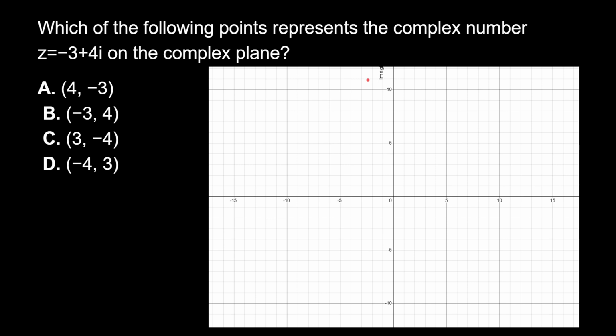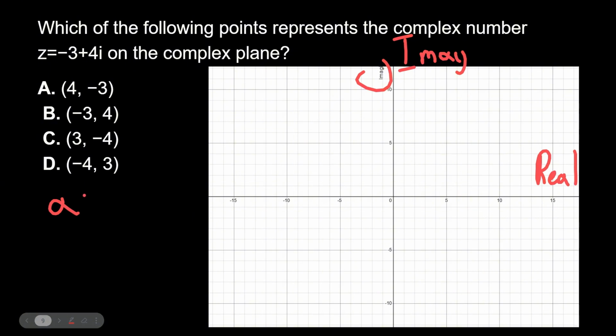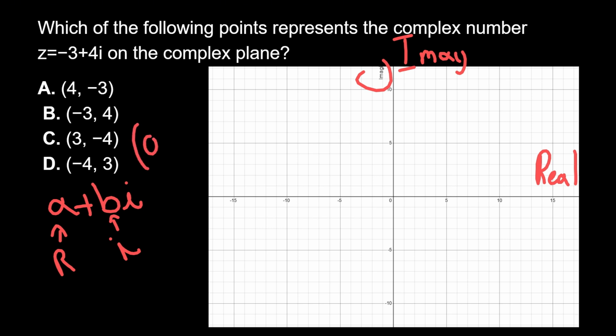Now, you can't see it that well, but your imaginary numbers are on your y-axis, and your real numbers are on your x-axis. Now, for a complex number, it's in the form of a plus bi, where a is your real part, and b, obviously with the i right next to it, is your imaginary part. So all of your points are just going to be of the form a, b, just like in the xy coordinate. Your a is your first one, your b is your second.